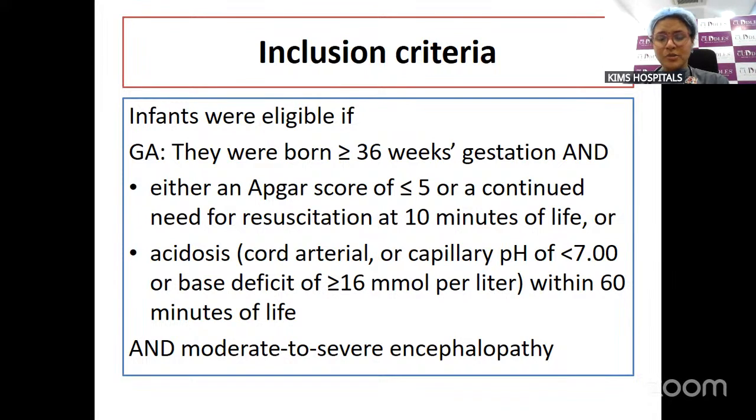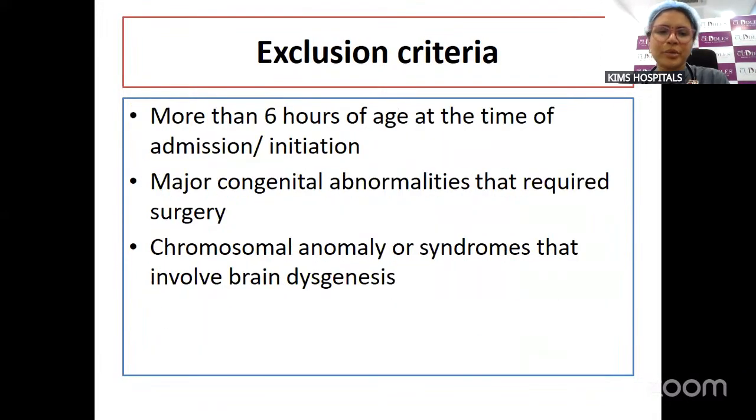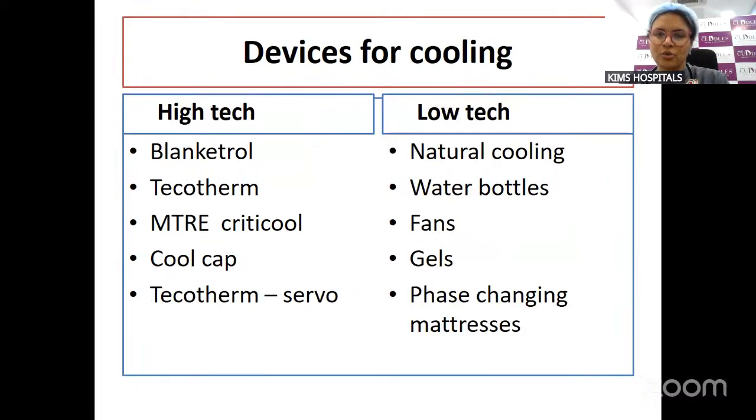Along with these criteria, it is also essential that we demonstrate evidence of moderate to severe hypoxic encephalopathy in order to categorize the baby as a candidate for therapeutic hypothermia. We generally exclude babies who are more than 6 hours old at the time of admission, babies with major congenital abnormalities that require surgery, and babies with chromosomal abnormalities or syndromes. There are high-tech devices for cooling, which come with servo control mechanism like Blanketrol or Ticotherm or Criticool that have inbuilt temperature monitoring for core temperature monitoring. Usually, we use either rectal temperature monitoring or esophageal temperature monitoring.